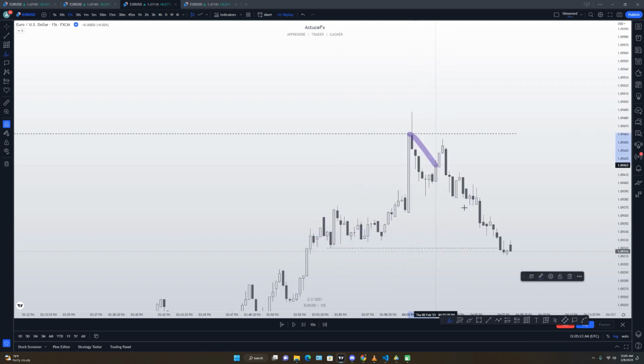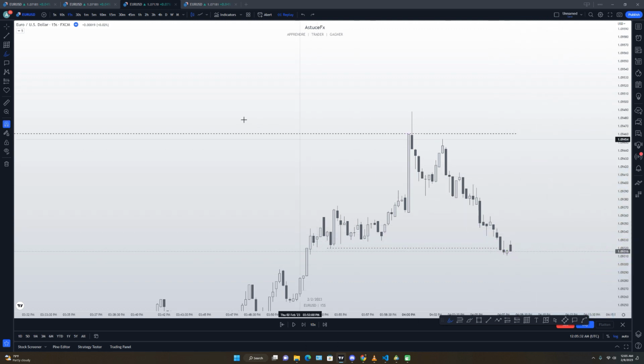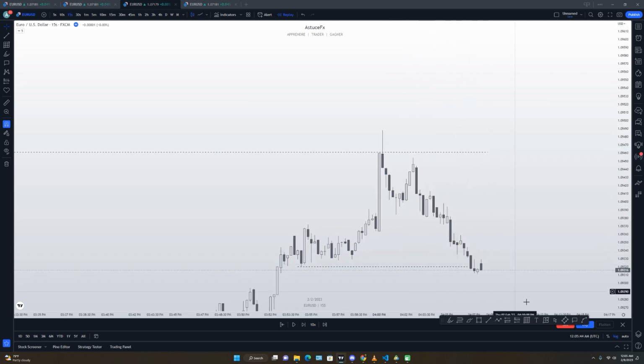Once price gives me this change of character to the downside, all I want to do is wait for price to give me a pullback so that I can sell to the downside. And the pullback has to come to another unmitigated order block that I can enter from. So if I look at this, we have this order block which price mitigated already, this order block which price mitigated already, and we have one order block here that price didn't mitigate. This one price didn't mitigate.